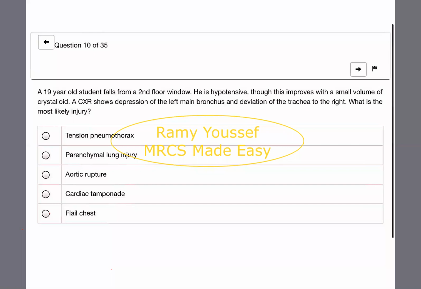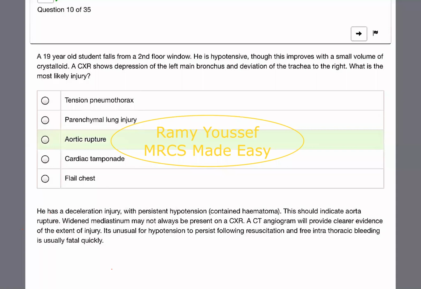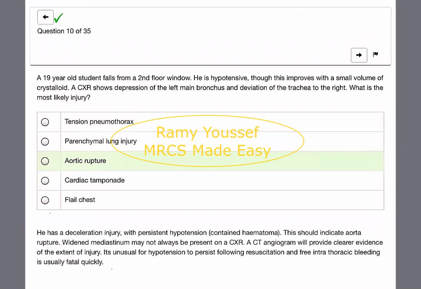If we imagine in this case, sorry Dr. Rami for interrupting you, when you imagine the trachea and the bronchus, the trachea moving to the right side. In tension pneumothorax, the whole trachea with the main bronchus moves. So in the dissected aortic aneurysm, one presentation is depression of the left main bronchus and right deviation of the trachea, and also obliteration of the aortopulmonary gap, and widening of the mediastinum. But in the EMRCS explanation, they are saying aortic rupture.